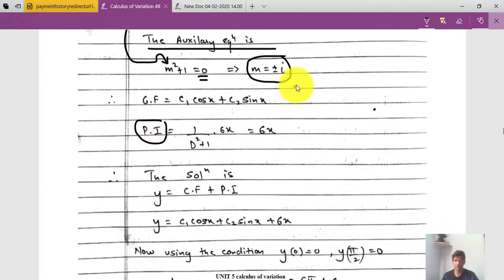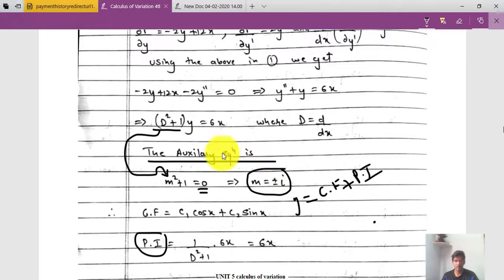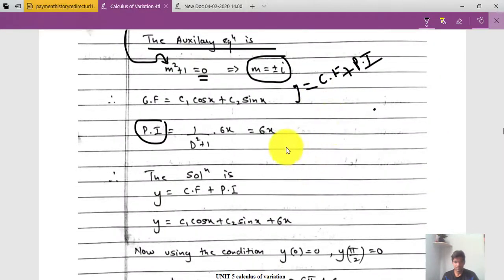So how do you find the general solution? y is equal to the complementary function plus the particular integral. Here the given differential equation has some function on the right hand side, which is of the type you have already solved in your previous class. This 6 I will take outside, and here it is a polynomial. So how to find this? It is of the form 1 divided by f of D, into phi of x.